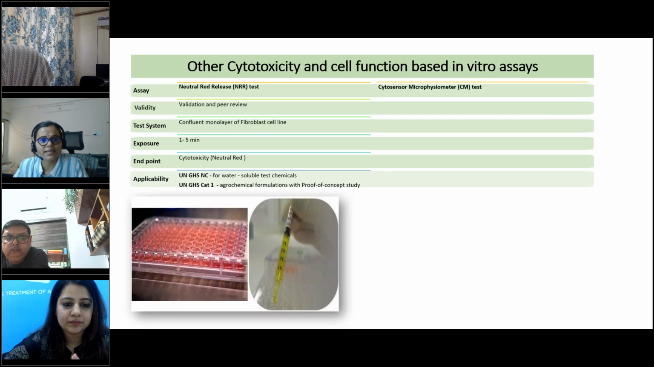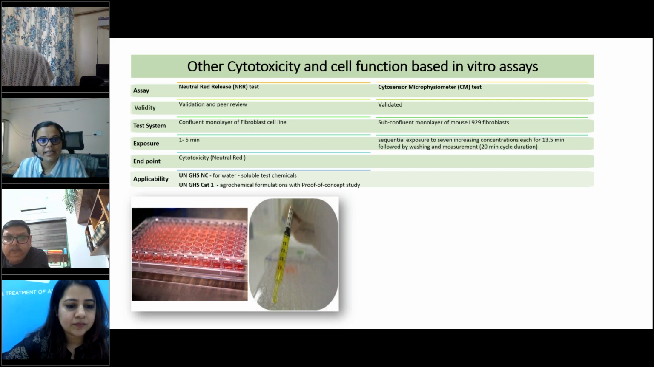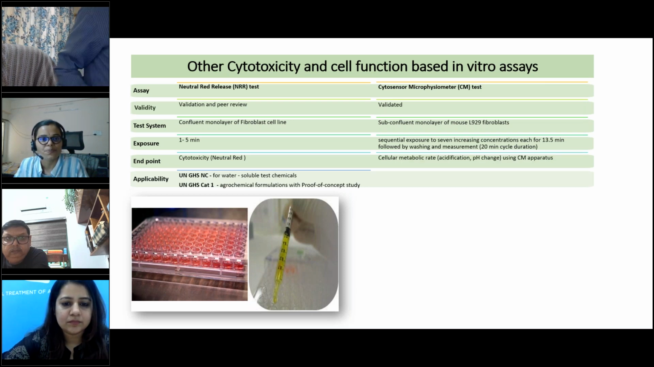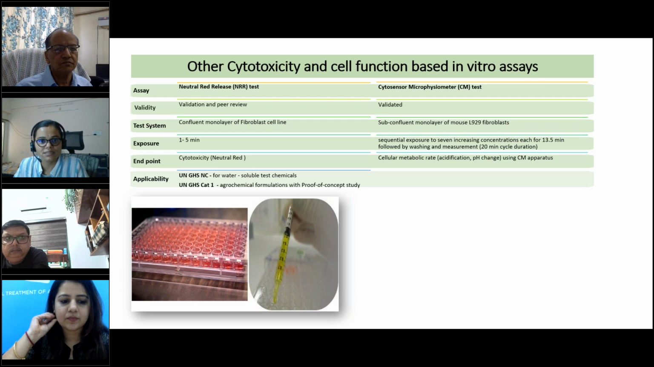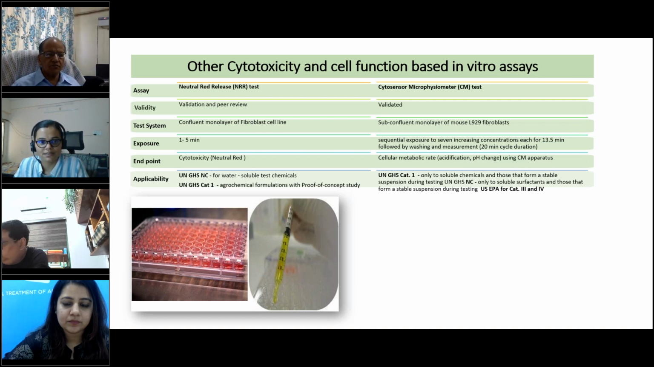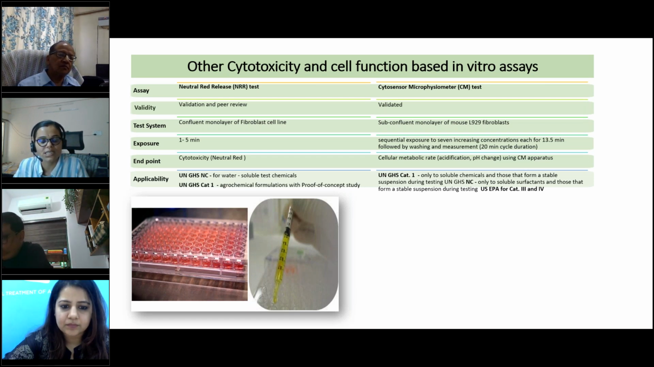So coming to the cytosensor microphysiometer test, it is again validated and it uses a subconfluent monolayer of mouse L929 fibroblast cell line. Exposure is sequential exposure to 7 increasing concentrations, each for 13.5 minutes, followed by washing, and the total exposure would be 20 minutes in duration. Coming to the endpoint, the cellular metabolic rate will be measured by checking the acidification pH changes using the cytosensor microphysiometer apparatus. And this method is used to detect GHS category 1 chemicals only, limited to soluble chemicals and those that form a stable suspension during testing.